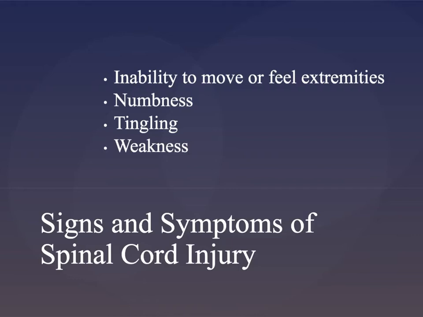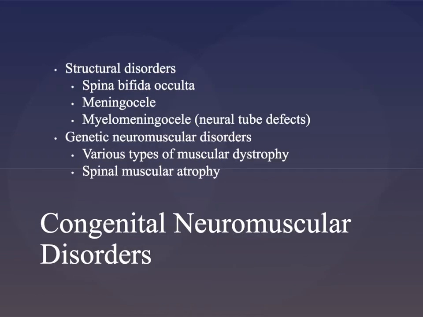So some signs that we have a spinal cord injury would be that inability to move or feel their extremities, numbness, tingling, and weakness. Our older kids do get spinal injuries. So do our younger kids. If we've reached milestones, if we've been doing everything correctly, these are good signs that we have something going on. Okay.